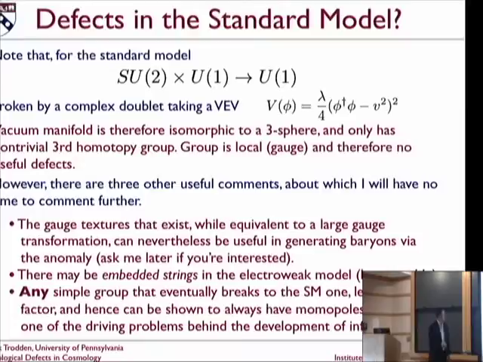Finally, any simple group that breaks to the standard model will always be left with a U1 that's on its own, a separate U1 factor. And one thing you know about any breaking like that is that no matter how it happens, that particular breaking that leads to this group will always have a non-trivial zeroth homotopy group, and therefore you're guaranteed that if you have any group that's simple and breaks to the standard model, you will get monopoles.